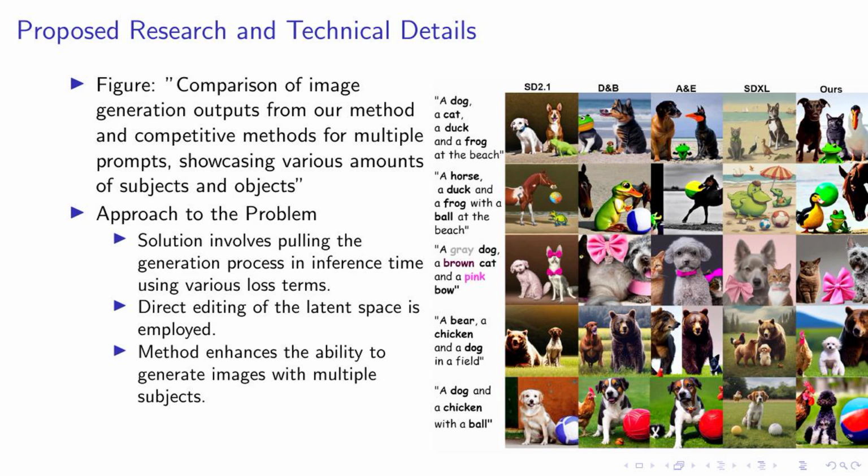As we delve deeper into our research, let's take a look at this figure on the left. It compares the image generation outputs from our method and other competitive methods for multiple prompts, showcasing various amounts of subjects and objects. Our approach to this problem is twofold. Firstly, we pull the generation process during inference time using various loss terms. Secondly, we directly edit the latent space. This dual approach enhances the ability of our model to generate images with multiple subjects, a critical ability for text-to-image models.